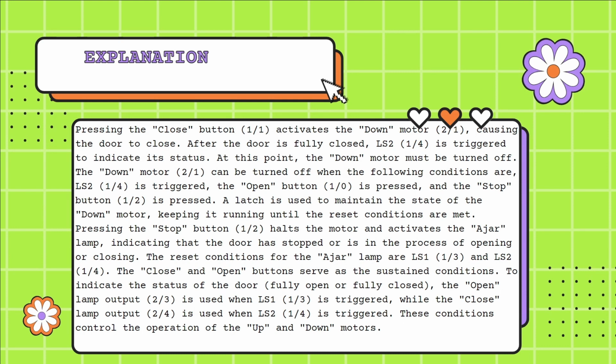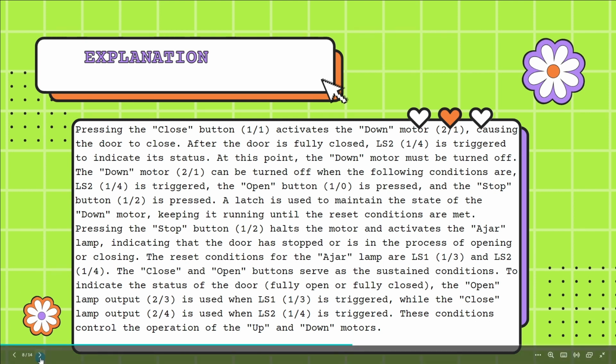The reset conditions for the ajar lamp are LS1 and LS2. The close and open buttons serve as the sustained condition to indicate the status of the door, fully open or fully closed. The open lamp output is used when LS1 is triggered, while the closed lamp output is used when LS2 is triggered. These conditions control the operation of the up and down motors.